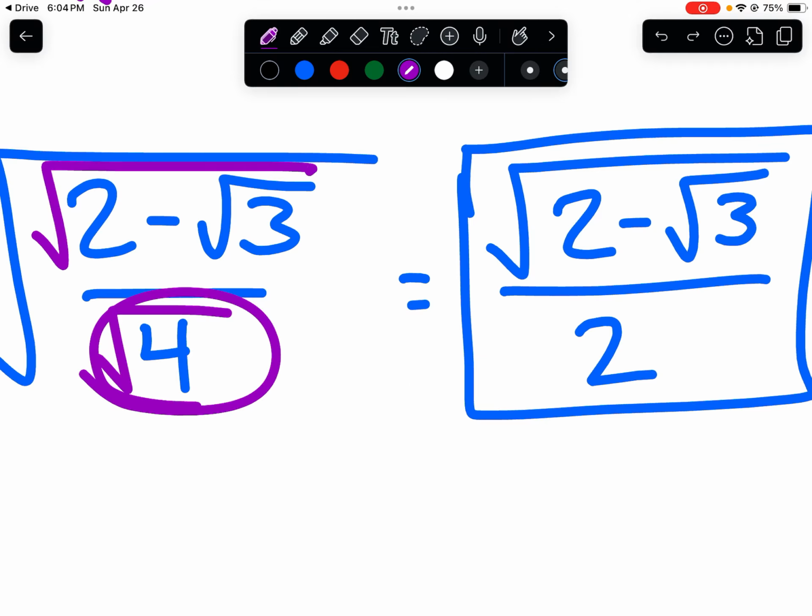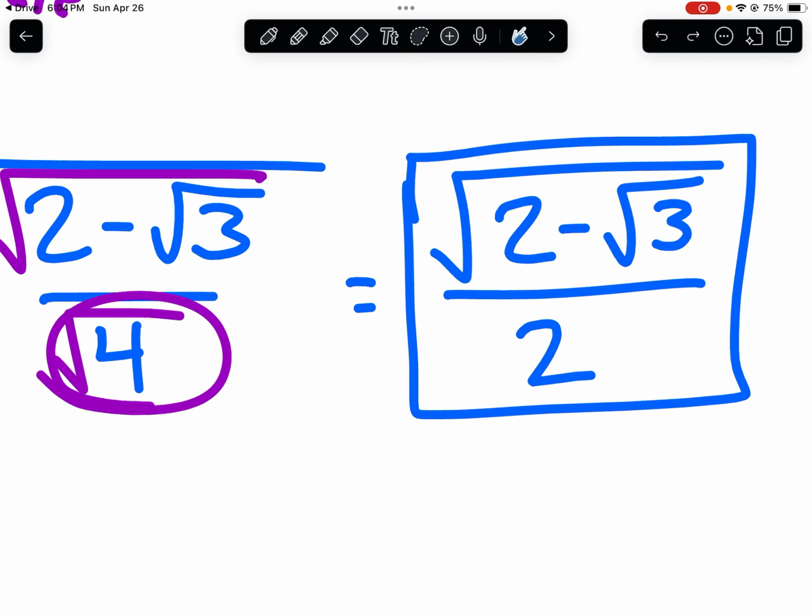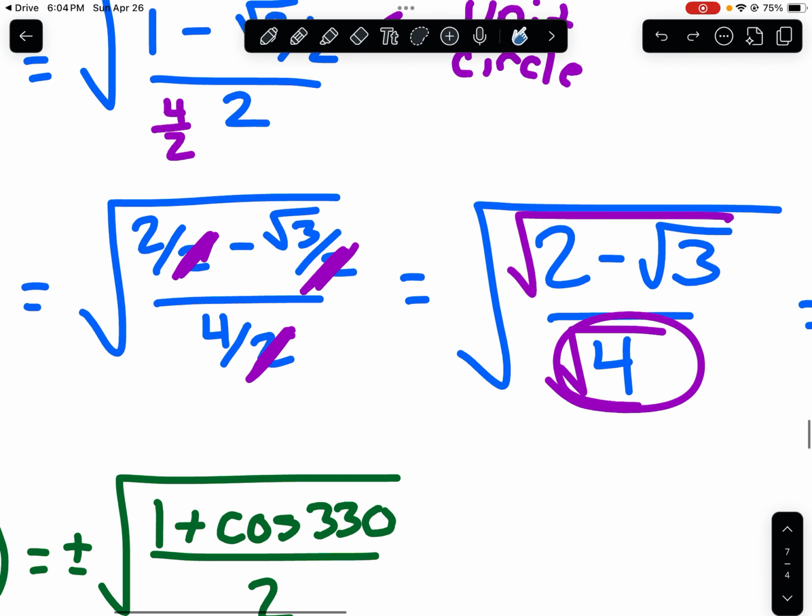So then at least we don't have a square root over everything. It's just a square root on the top part. So it simplifies it a little bit there. Again, still doesn't look super pretty, but it's at least a little bit more simplified.